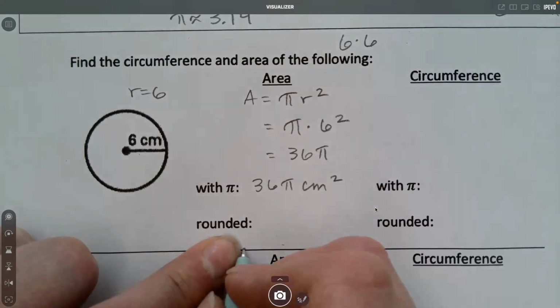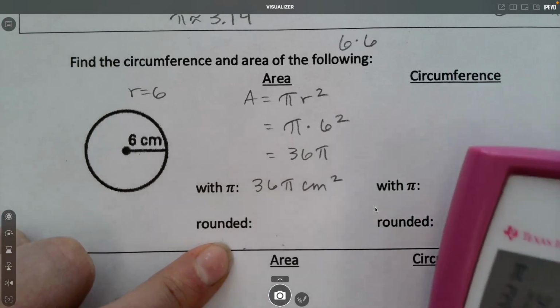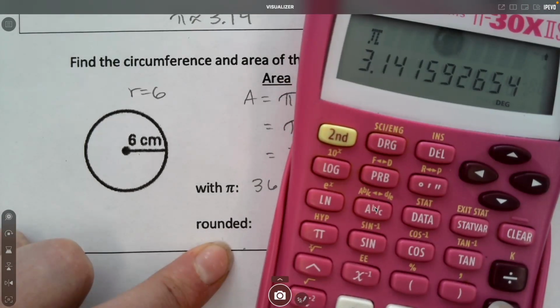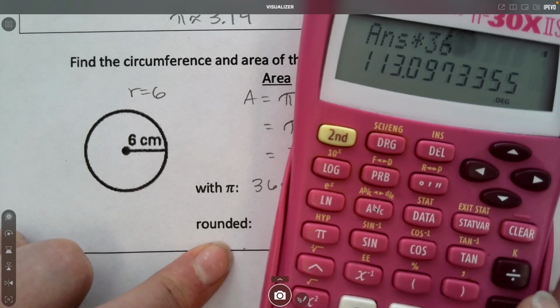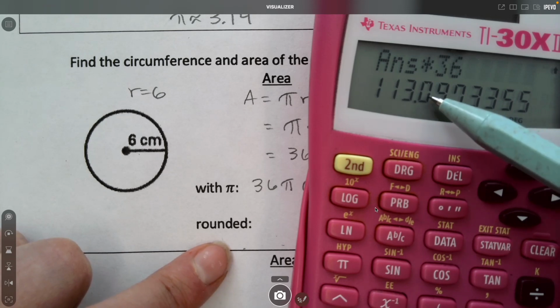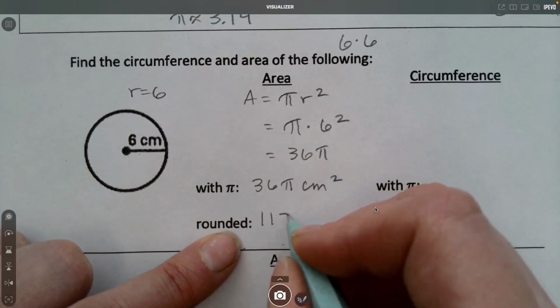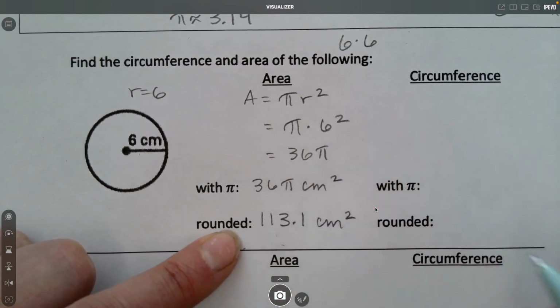And then rounded means instead of using that pi symbol, I actually multiply that out. So that means I want to take this pi number that my calculator gives me and do times 36. And that gives me 113 point. And then because this is a 9 here, I'm going to round it up to 1. So 113.1. So we're just doing one decimal place here, centimeters squared.